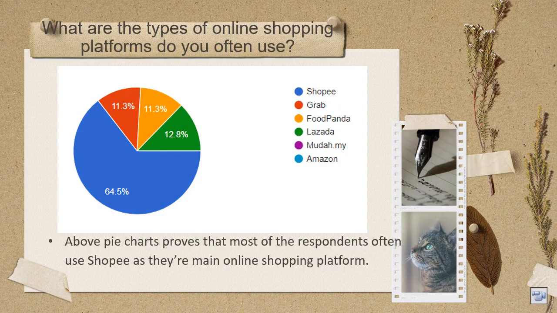What are the types of online shopping platforms do you often use? The above pie chart proves that most of the respondents often use Shopee as their main online shopping platform. This is because the highest percentage of options in the pie chart represents Shopee.